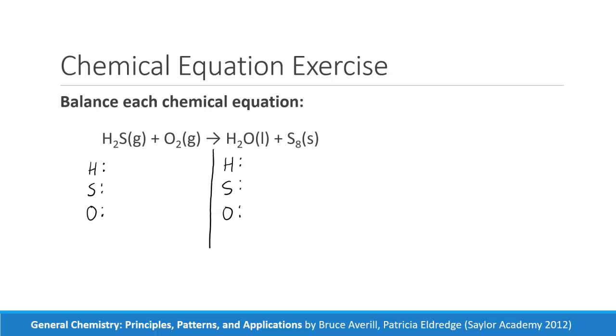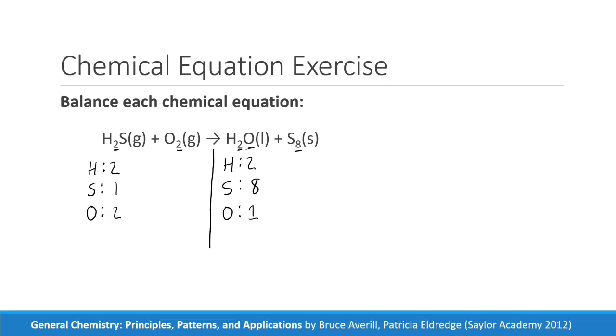So H2S, that subscript means that I have 2 hydrogens and 1 sulfur. And then I have an O2, which means I have 2 oxygens. And then on the product side, again, subscript of 2 for that hydrogen. So I have 2 hydrogens and 1 oxygen, and then a subscript of 8 for that sulfur.